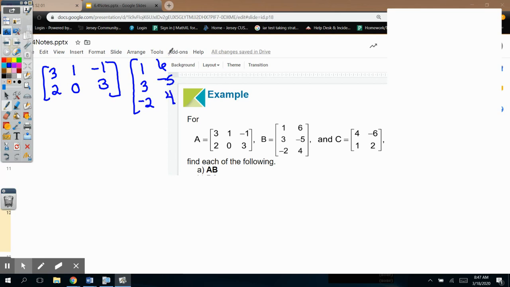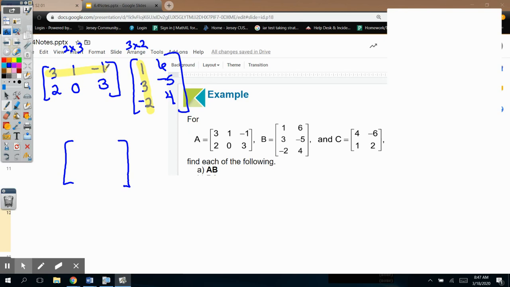Okay, so it's called row by column multiplication. So we're going to take this row and we're going to multiply it by this column. And remember, we already figured out what the size is going to be. This is a 2 by 3. This is a 3 by 2. So my answer is going to be a 2 by 2.